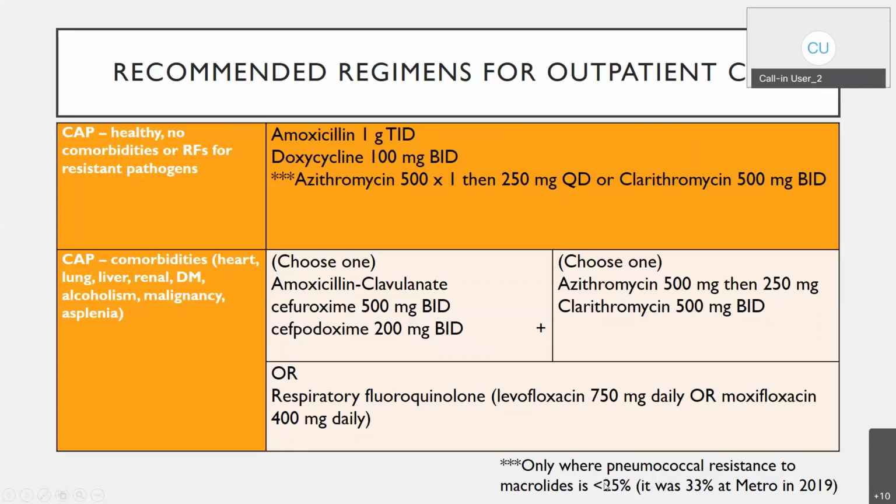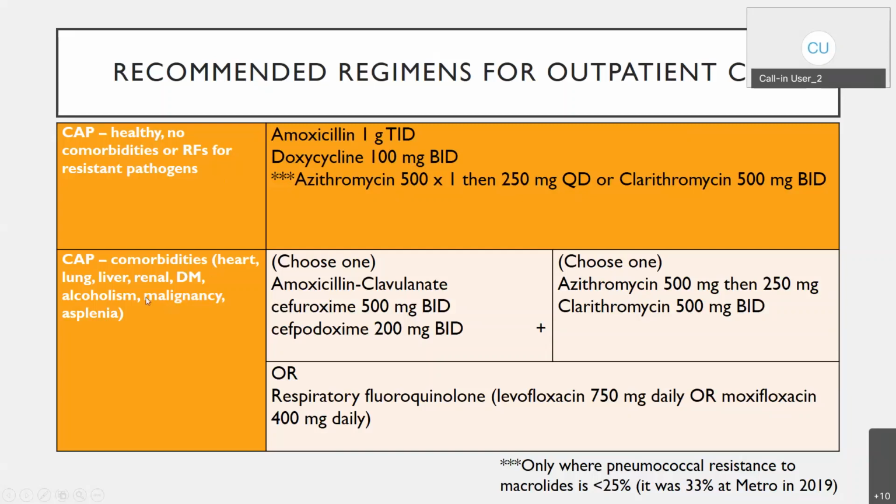except in areas where the resistance rate is less than 25%, which is virtually nowhere in the U.S. Our resistance was 33% at Metro in 2019. So the big change in the guidelines here: no macrolide for monotherapy. Either go with high-dose amoxicillin or doxycycline for outpatient community-acquired pneumonia.